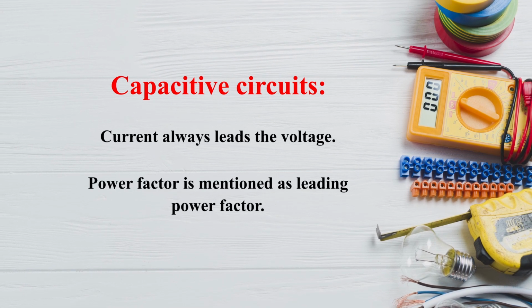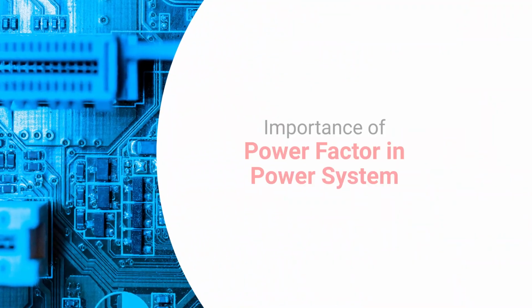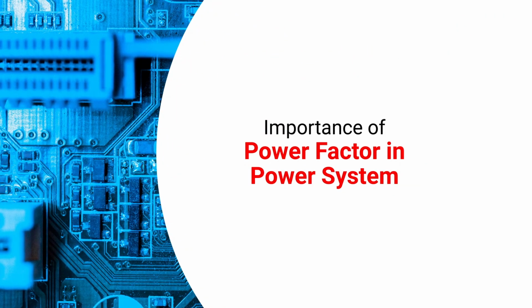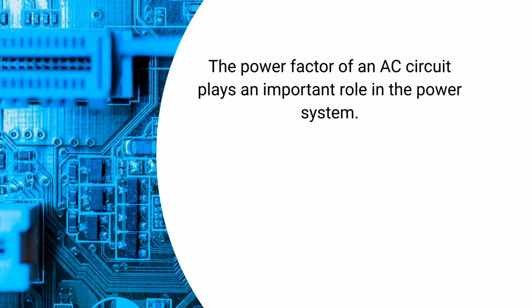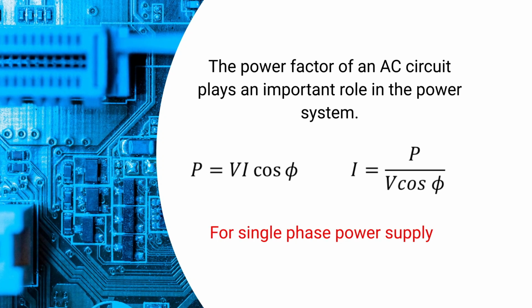Now we have to understand the importance of the power factor. As you know, the power factor of an AC circuit plays a very important role in the power system. Since the power of an AC circuit is given by P equal to VI cos phi, if we are talking about single phase power, you can write P equal to VI cos phi, where P is the power, V is the voltage, I is the current, and cos phi is the power factor. By this expression you can write the equation of the current also. This can be written as I equal to P upon V cos phi.